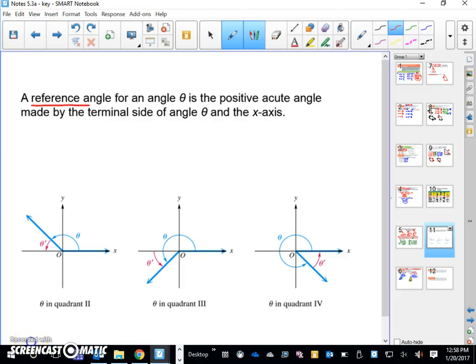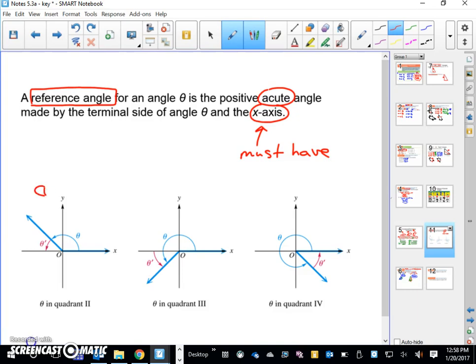A reference angle for an angle theta is the positive acute angle made by the terminal side of angle theta and the x-axis. A lot of words there, but what I want you to remember is it's acute and it touches the x-axis. We have to have those two things. A number of you will mess that up and not make it touch the x-axis. That's not going to work. It has to touch the x-axis.